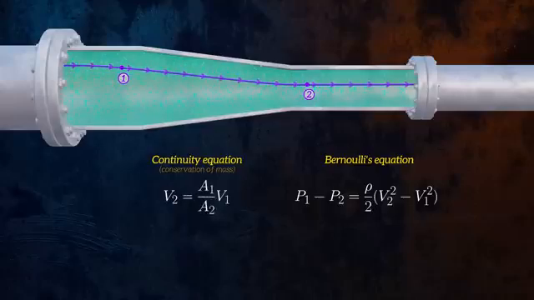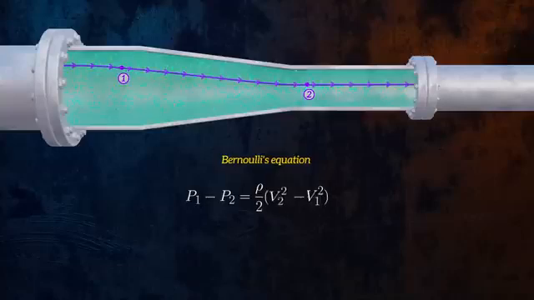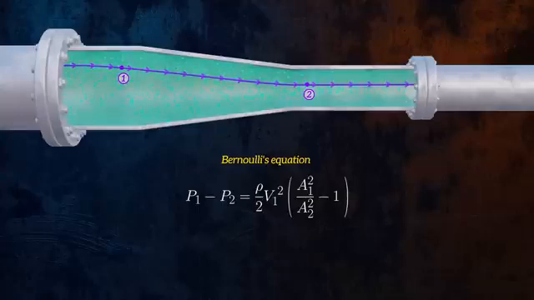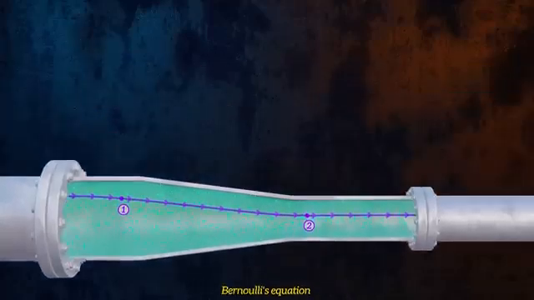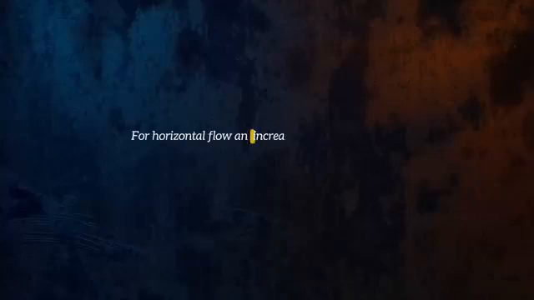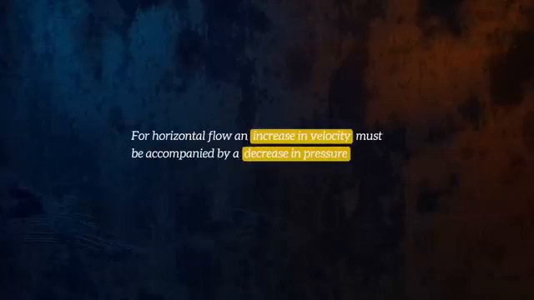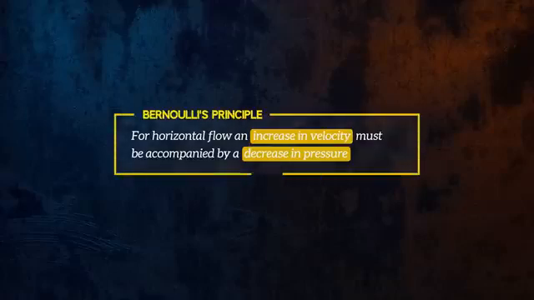This is quite intuitive. By substituting this equation for V2 into Bernoulli's equation, we can see that since the velocity increases between points 1 and 2, the pressure between both points must decrease. This concept that for horizontal flow an increase in fluid velocity must be accompanied by a decrease in pressure is one way of formulating what we call Bernoulli's principle.